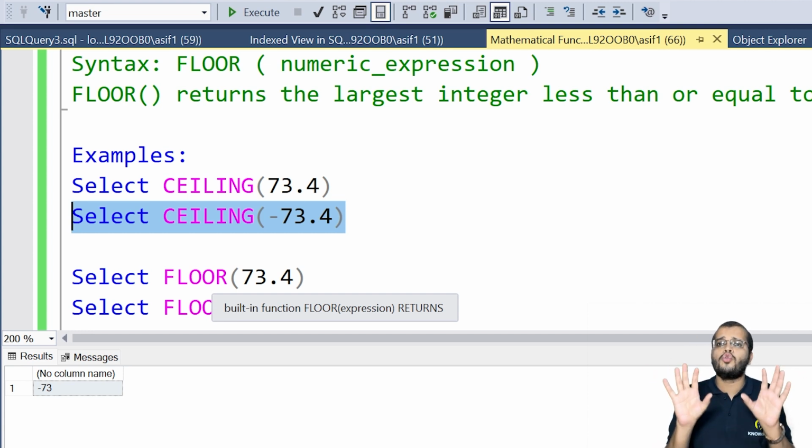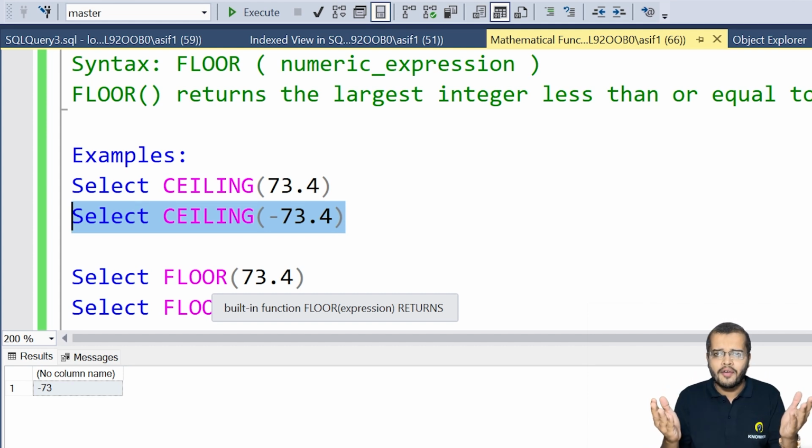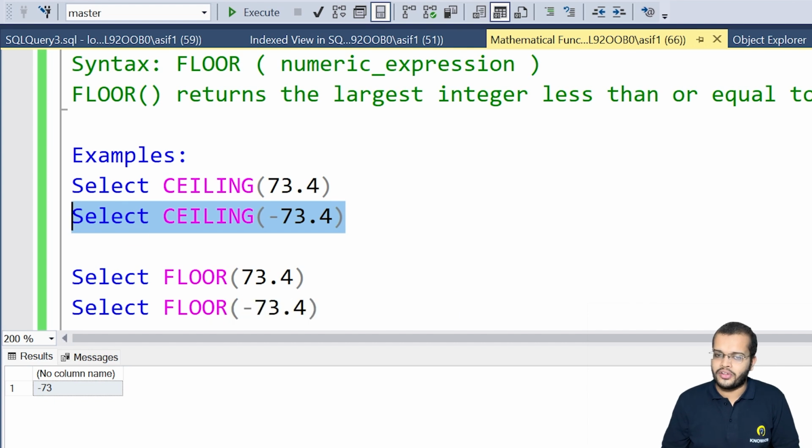Ceiling is nothing but what? It's a roof, it's a top, right? Floor is the ground, it's lesser, it's down. So that is a general layman understanding that we can have whenever we are trying to understand the difference between the ceiling and the floor mathematical function. Alright, so I hope you have got an idea on this ceiling and floor.